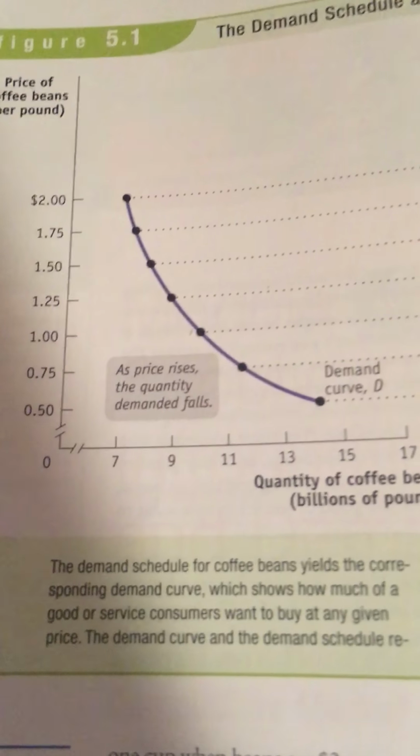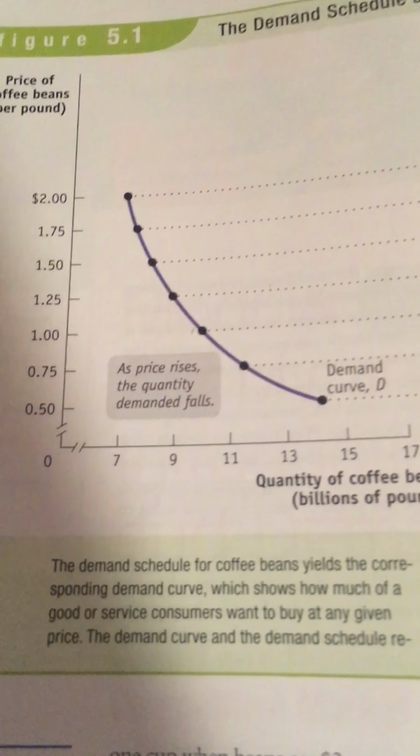But when there's a decrease in price and there's an increase in demand, you can see here there's a rightward shift. At $2, it goes from 7.1 in 2002 to 9 in 2006.